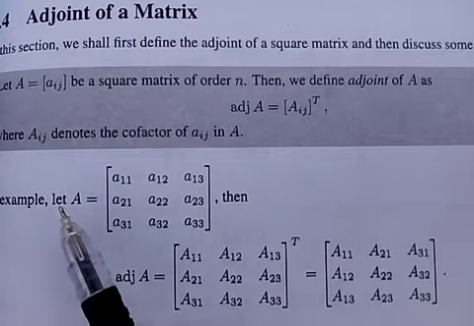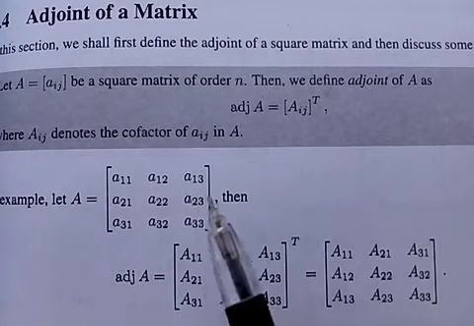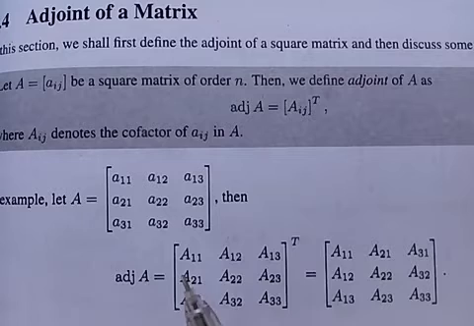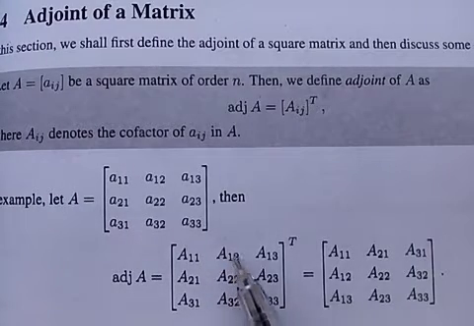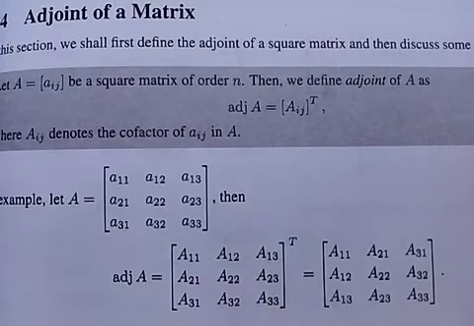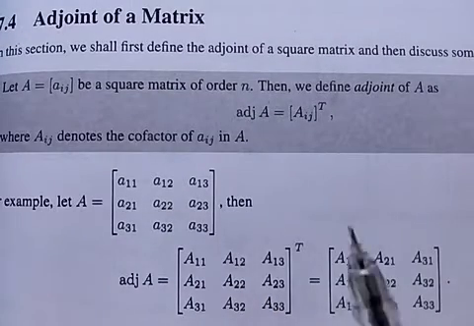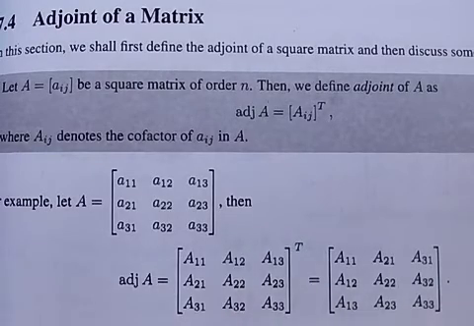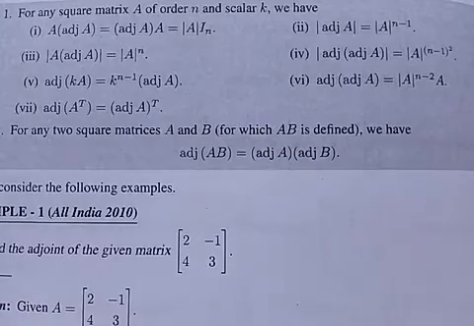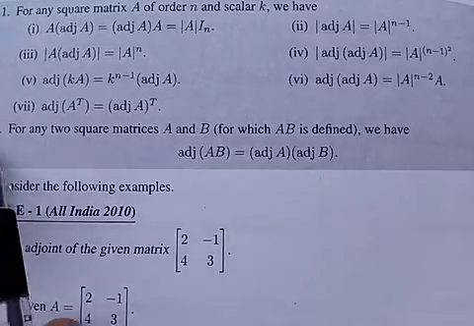For example, let A be a square matrix. Adjoint of A equals the transpose of the cofactor matrix of A, where capital A11, capital A12 and so on are cofactors of matrix A. After taking the transpose, we can find the adjoint of square matrix A. Some properties of adjoint of A.